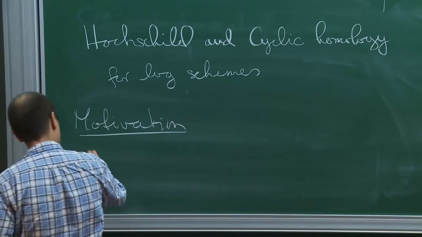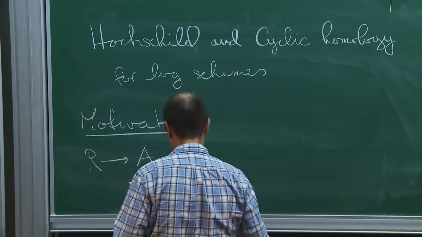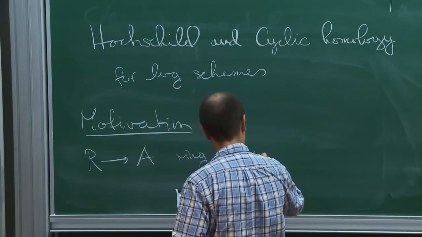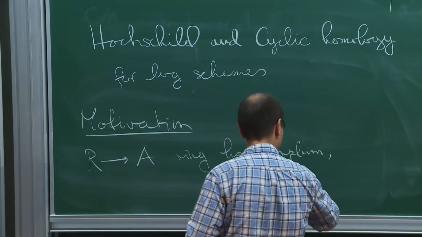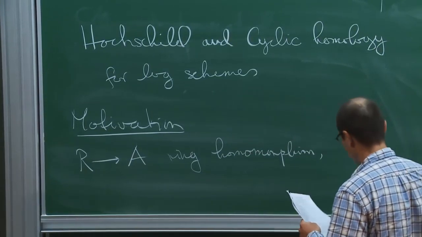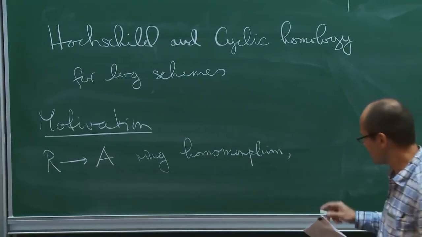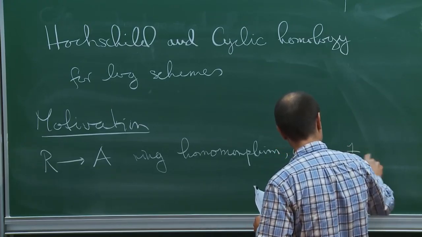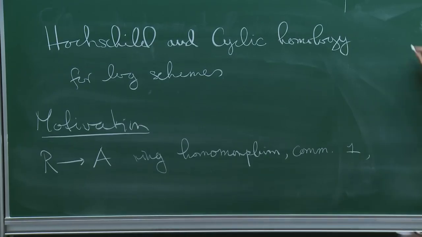Let me start. So let me consider a ring homomorphism. And I think in this area, people consider non-commutative rings and things like this. But let me just stick with commutative rings with unit for now. Normally, you don't have to say that, but okay.